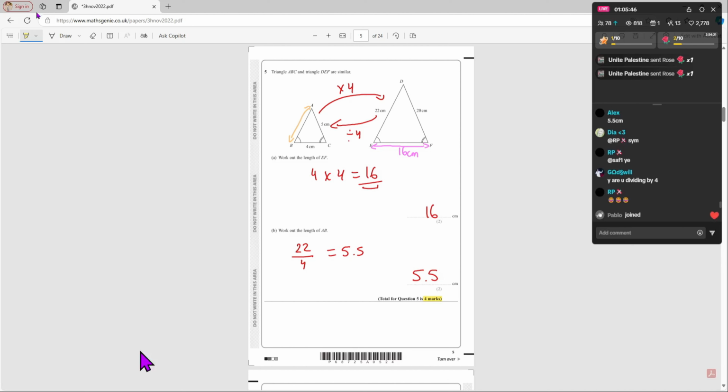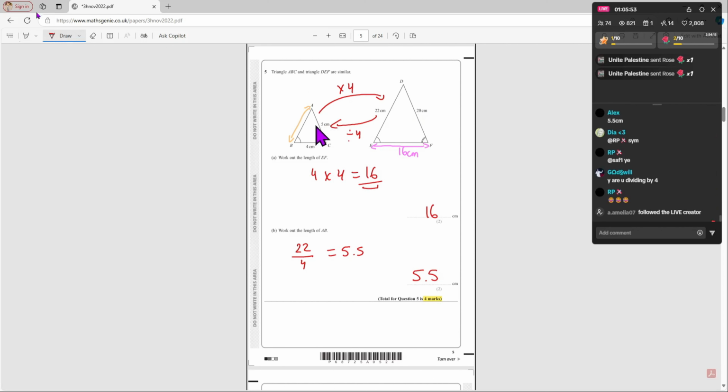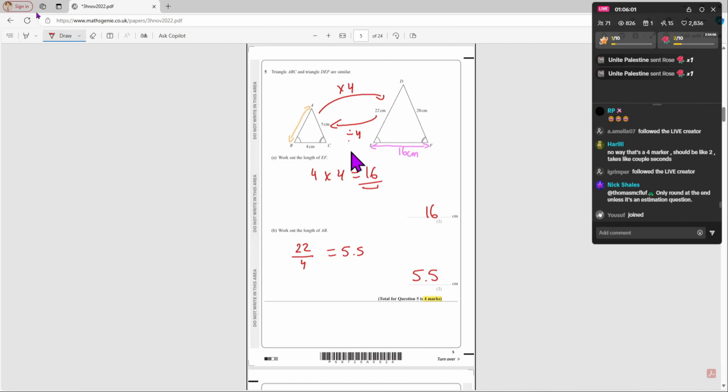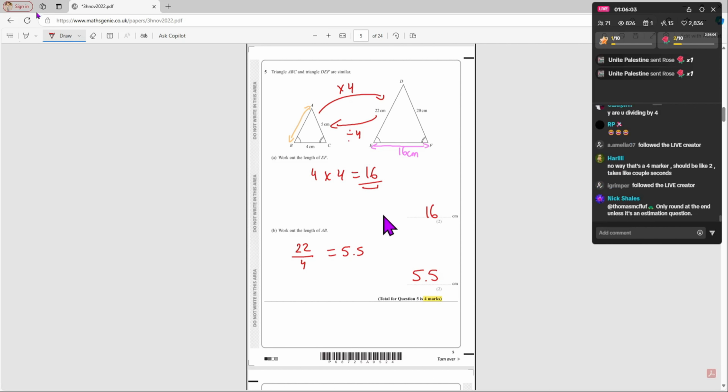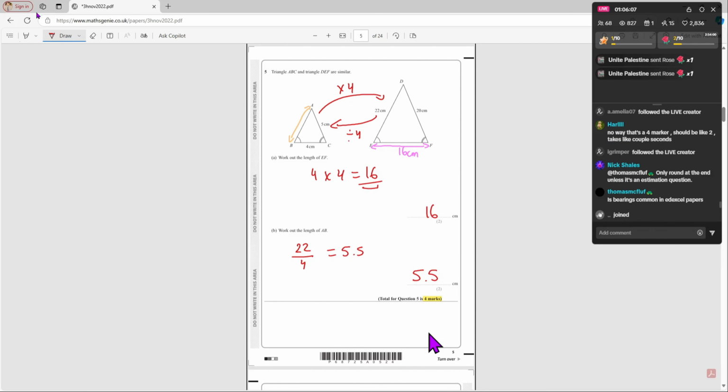Why are we dividing by 4? It's because to get from 5 to 20, you multiply by 4. Now to go the other way around, you just do the opposite. You divide by 4. Okay? So it's 2 marks for part A and 2 marks for part B, which adds up to 4 marks. Okay? So give a thumbs up in the chat if you're ready to move on to our next question.